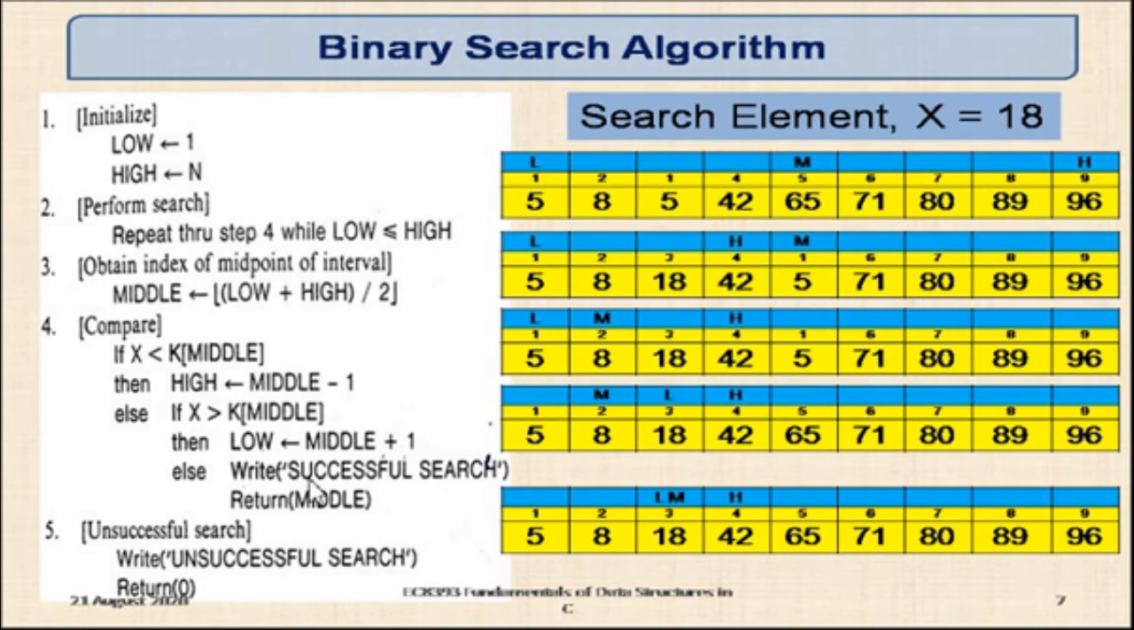Okay, in the location 3, the item is available. So it will write successful search, return of middle. Middle is the location. So we'll get what? We'll get 3 returned back to the calling function.